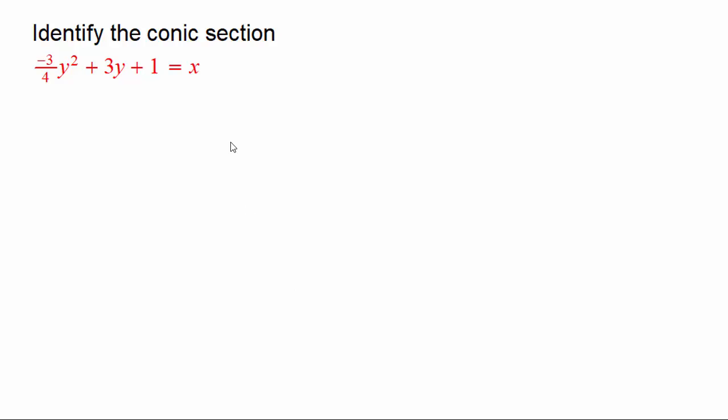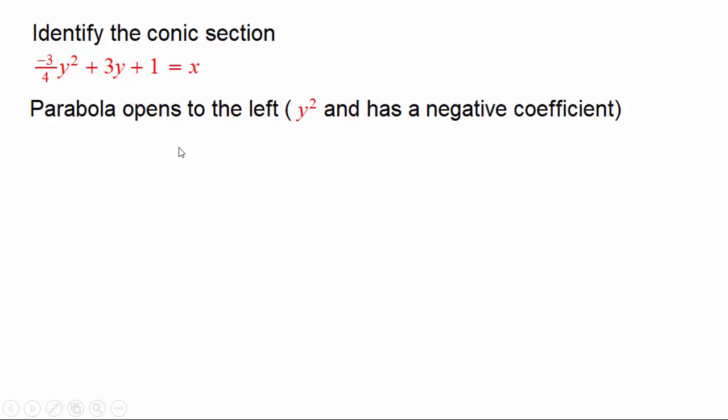All right, let's take a look at some examples for review from your quiz. So you are asked to identify conic sections. Here's the equation, only has one square term, so we know it's a parabola. It's y squared, so it's going to open left, right. The coefficient of y squared is -3/4, so the parabola is going to open to the left.